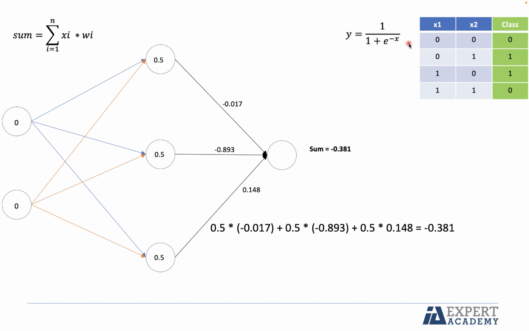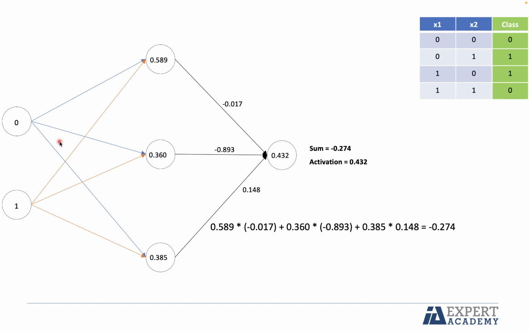Now we need, again, to apply the activation function. When we send this value to the x parameter, the result is 0.406. This is the prediction of the neural network for this row. We are expecting 0, but the prediction was 0.406. Now we can go to the next row, the second one, 0 and 1, as you can see here.